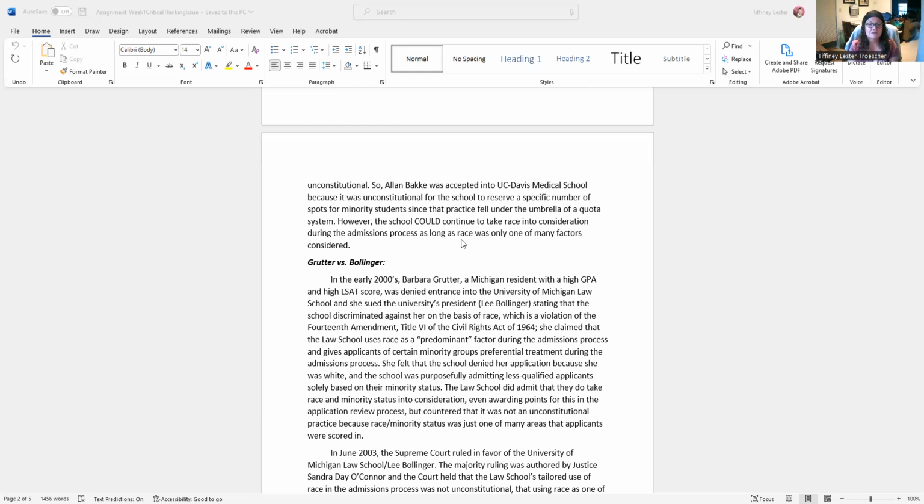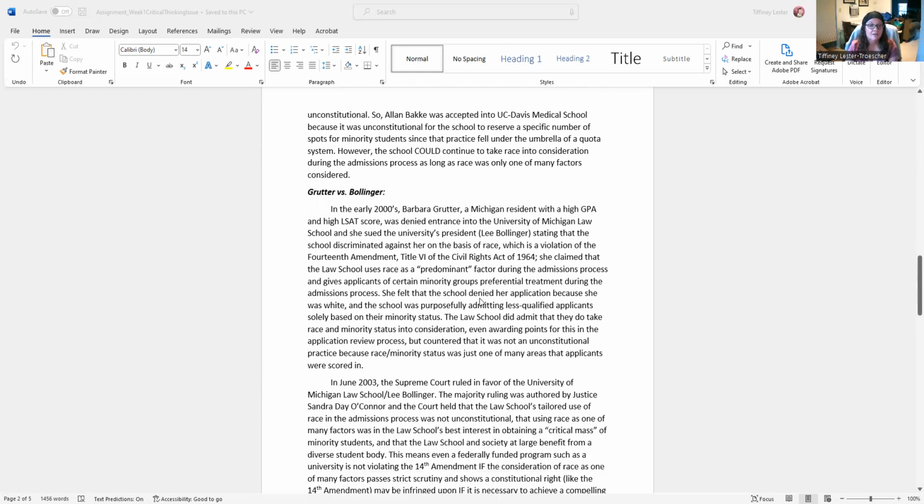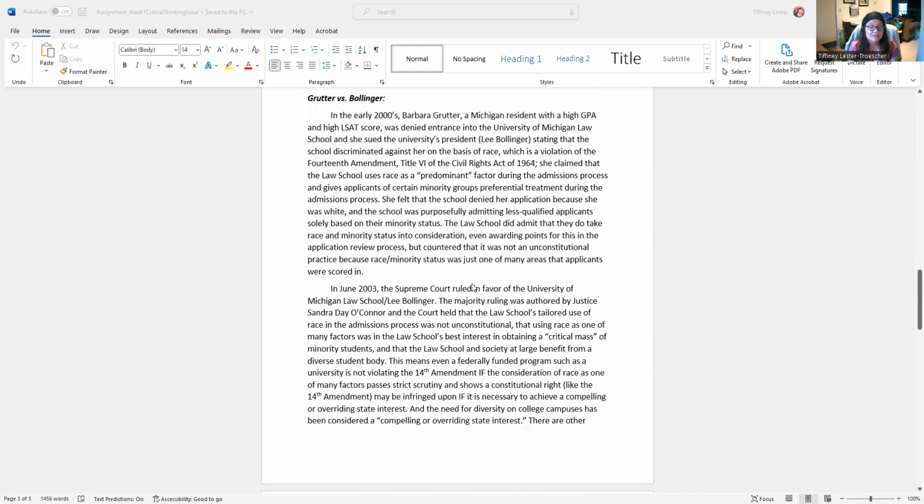And in June 2003, the Supreme Court ruled in favor of the University of Michigan Law School and Lee Bollinger. Justice Sandra Day O'Connor was the justice who wrote the ruling, and the court said that the law school's tailored use of race in the admissions process was not unconstitutional, that using race as one of many factors was in the law school's best interest in obtaining a critical mass of minority students, and that the law school and society at large benefit from a diverse student body.